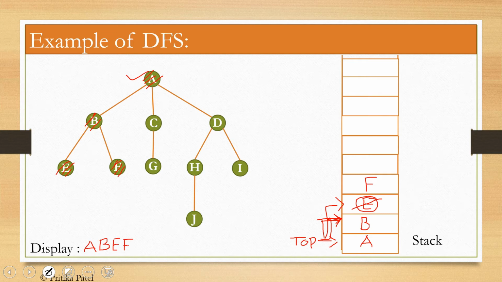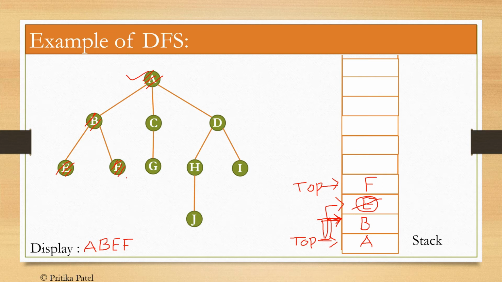So now again F has become the top. Now again check whether the stack top has any adjacent unvisited vertex, but here there is no adjacent unvisited vertex. So the else part is executed.